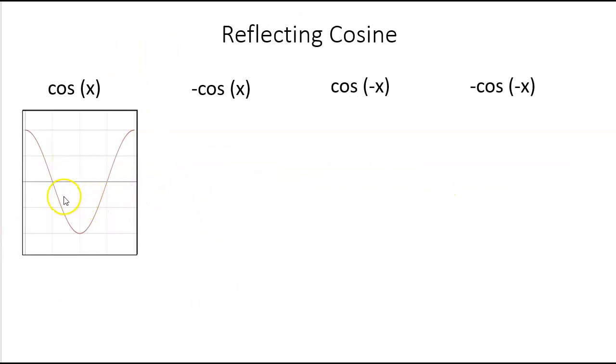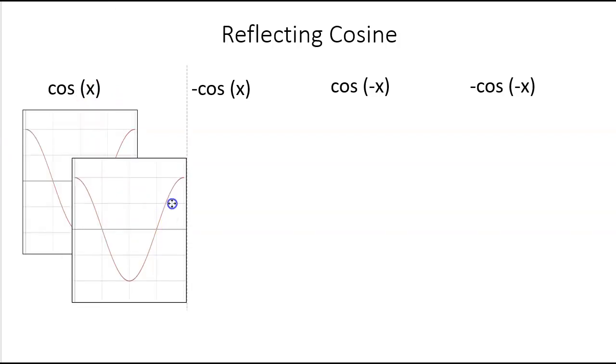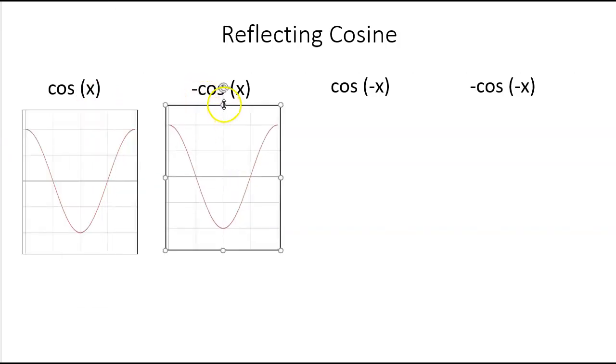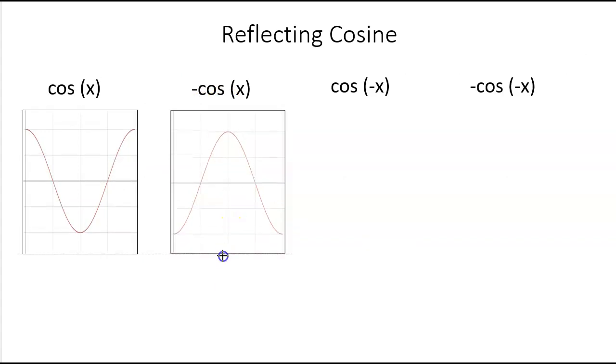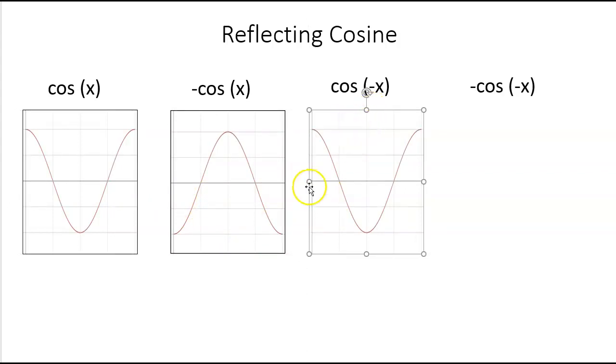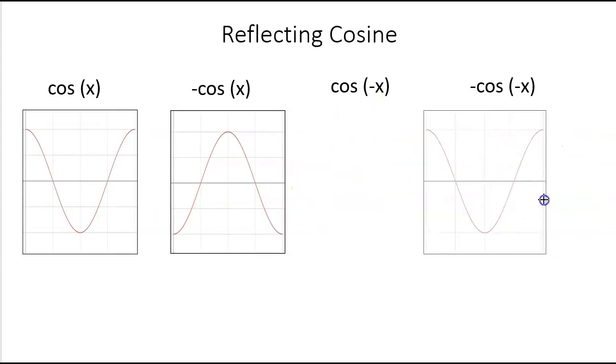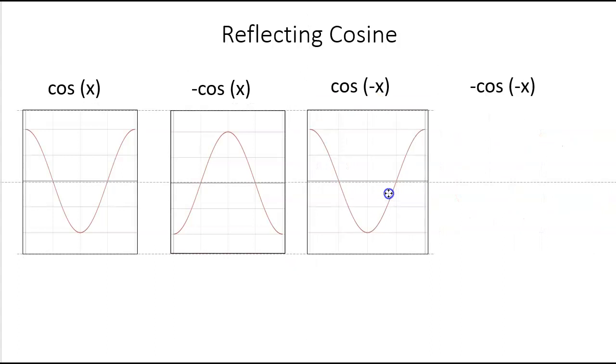All right, so with cosine, this is what the graph usually looks like. But in this case, if I put a negative on the outside, that's going to flip it upside down, so it'll look like this. Or what about if we have a negative on the inside? If I flip it horizontally, then it looks like this. So it kind of looks like the original one, right?